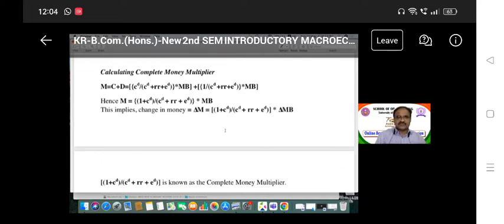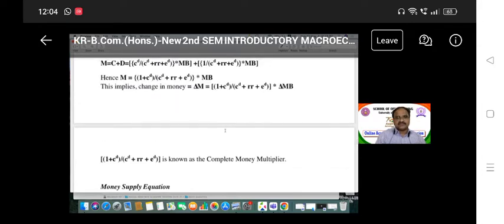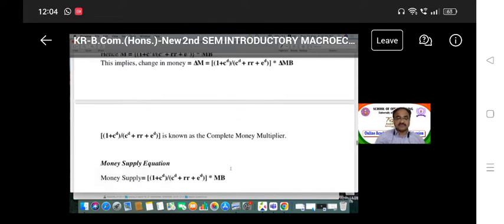That you can call money supply, money multiplier. So the money multiplier, M is equal to C plus D. C we already know, 1 plus CD. And D, CD, RR, ED we already know, multiplied by MB. So this implies the change in money to the change in the monetary base. That you can call the money multiplier. 1 plus CD upon CD plus RR ED is known as the complete money multiplier.